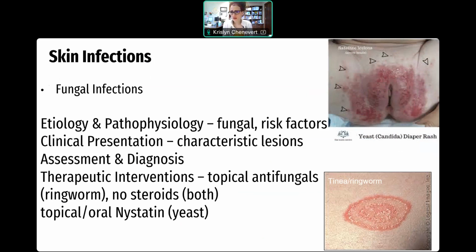You can see it's very angry looking. It looks very painful, right? Like this is gonna be a very painful diaper change. I would not be looking forward to that, but just very red and bumpy and raised. And just very, very angry looking. And then you can see the bottom picture is of ringworm, and it displays that characteristic kind of concentric circles. And that's pretty characteristic of those lesions.